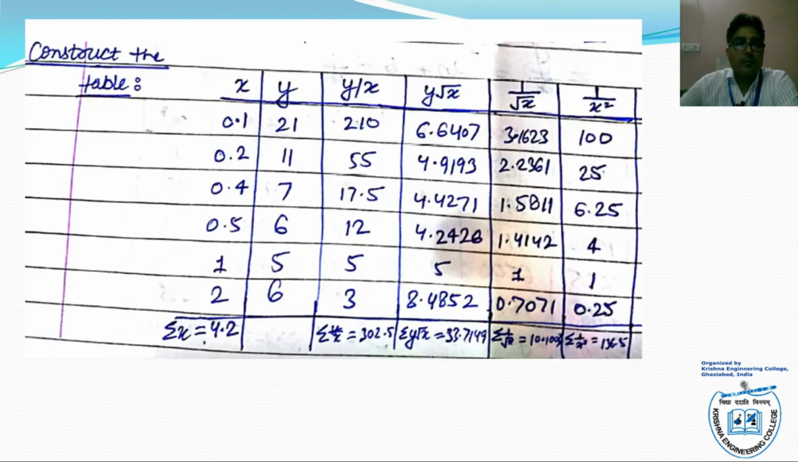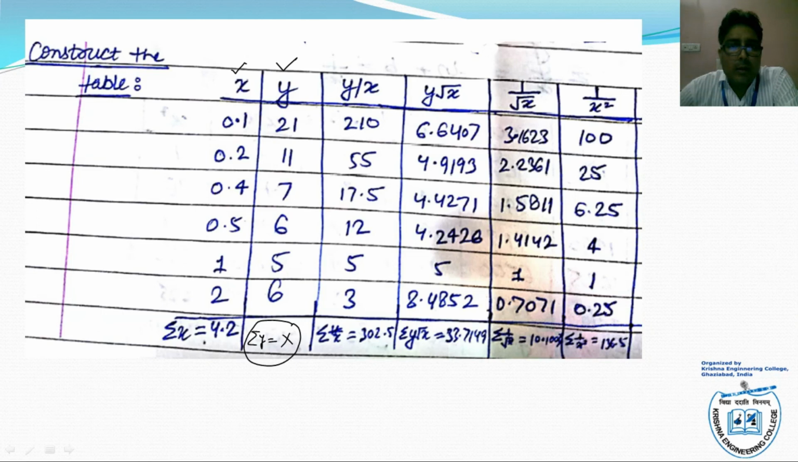Clear? So there is a table, they are given the values of x and y, right? Y upon x is 21 by 0.121. Similarly, find all other entries. So we find the sigma capital Y upon x. Here there is no need for sigma y, because sigma y is not present in my normal equation. So no need. Don't waste your time finding the sigma y in your exam. Clear?